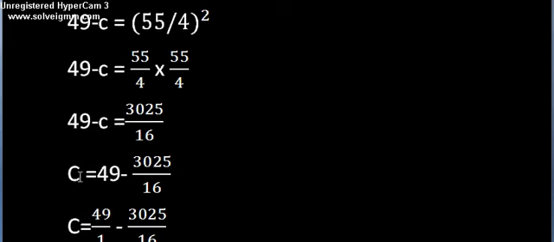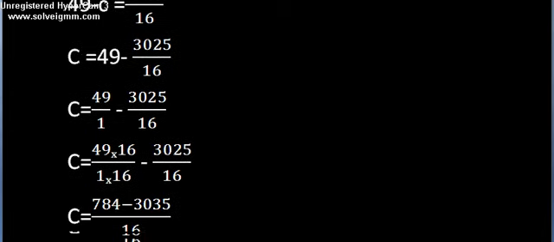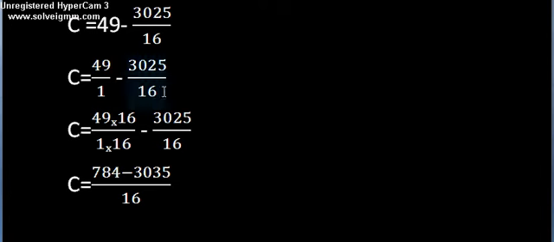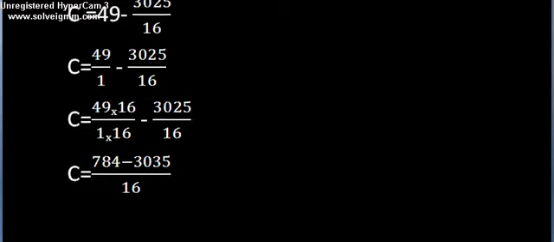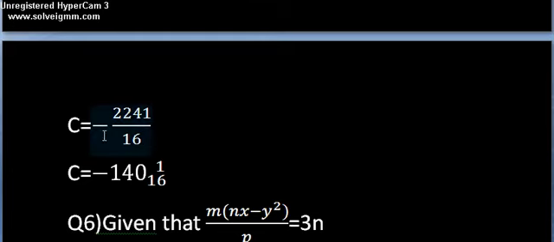Now you have to find c, so you will take c on the other side and 3025 on this side. It will become 49 minus 3025 over 16. Now LCM is 16, so you will multiply and divide here with 16, and it will become 784 minus 3035 over 16. Now after subtraction, it will become this one, and you will change it into the mixed fraction.